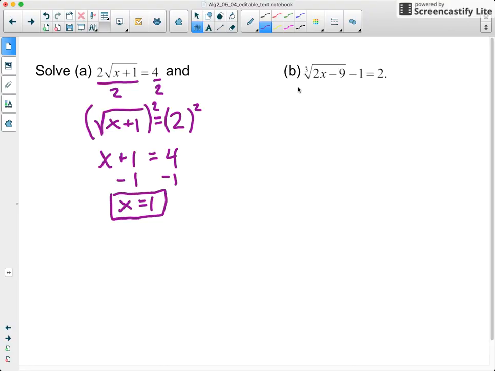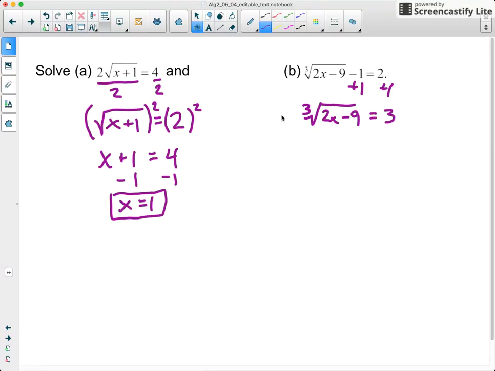Over on this example, notice we have a cube root. We'll have to factor that in when we get to the step where we're eliminating the radical. But the first step, we would be adding 1 to both sides of the equal sign, because the first step in solving these problems is to isolate the radical, and that includes everything underneath the radical sign. So we have a cube root of 2x minus 9 equals 3.